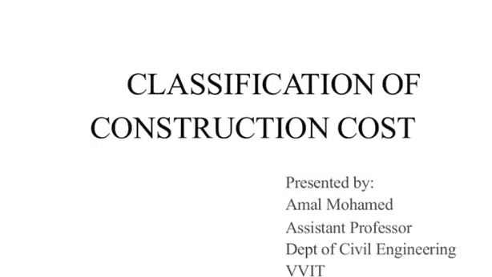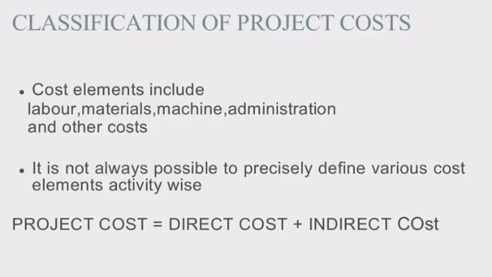Today, as a part of lecture series, I am here to present a few ideas on the topic classification of construction cost. In a construction project, the cost encompasses all expenses from materials, labor to equipment and overheads, ensuring accurate budgeting and also project success. In general, the cost elements include labor, materials, machine, administration and other costs.